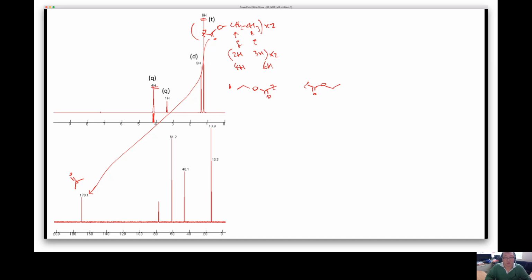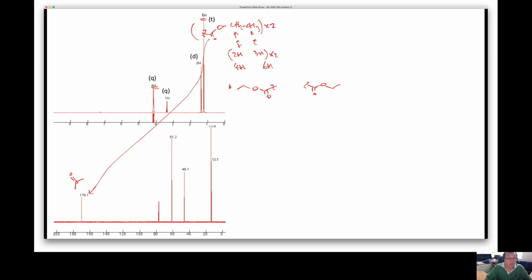That's why these two carbonyls come as one. This is a CH2 next to an oxygen, which also comes as one. We only see one group of carbon showing up there because of symmetry, and then this is also two. So then let's try to figure out what's left out.